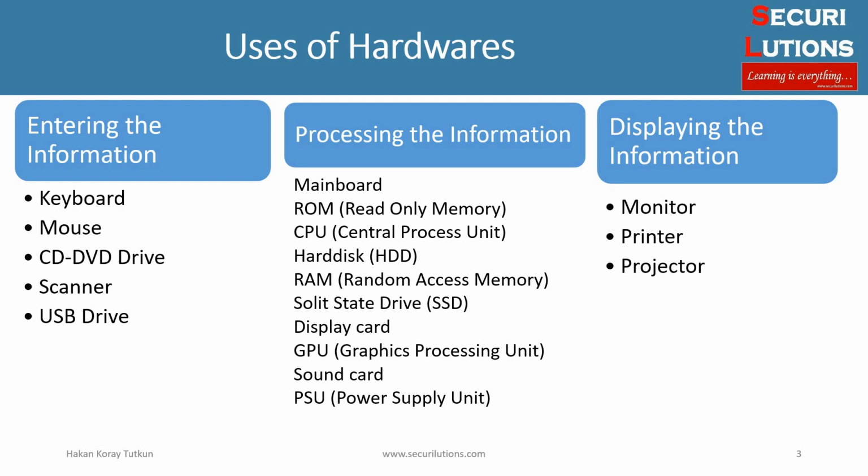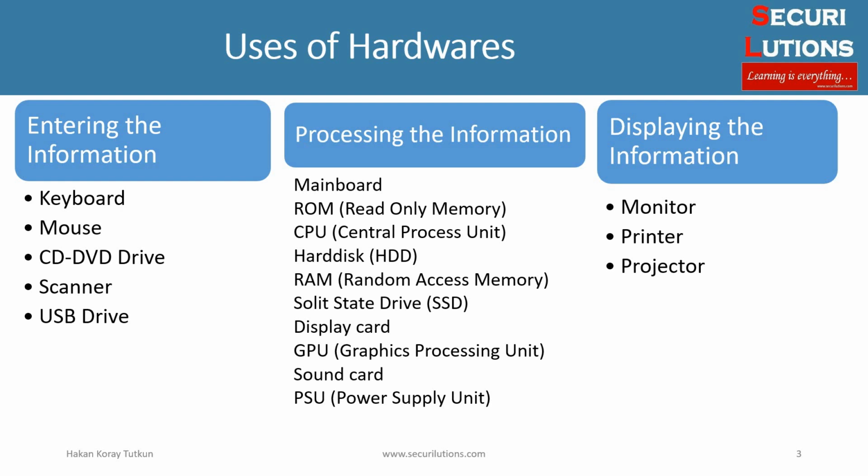Now it's time to process the data that was entered. The computer uses 10 basic hardware to process data. Which hardware is used for processing information? Motherboard or mainboard, ROM, read-only memory, CPU, central processing unit, HDD, hard disk, RAM, random access memory, SSD, solid-state disk, display card, GPU, graphics processing unit, sound card, PSU, power supply unit.